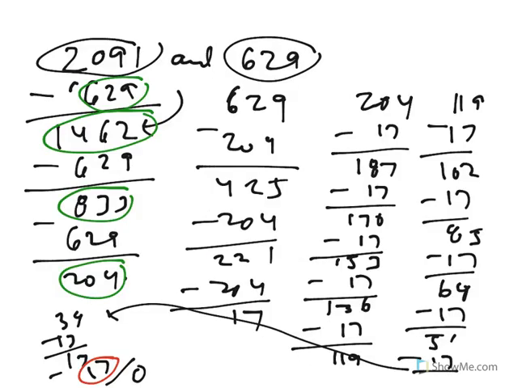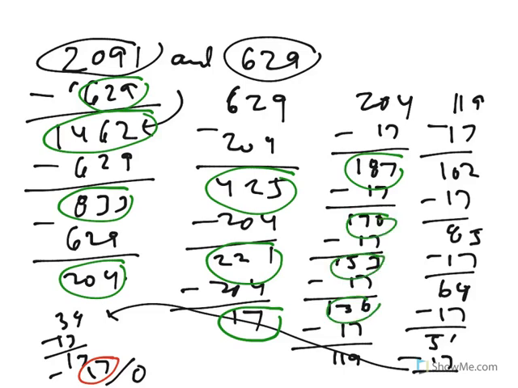So 204 is divisible by 17, 629 is divisible by 17, that means that the difference is divisible by 17, 17 is divisible by 17. And every single number in this list is divisible by 17. And they keep getting smaller and smaller until you eventually get to 0. So that means the number before was 17. That's, of course, divisible by 17. And that's the answer to the question.